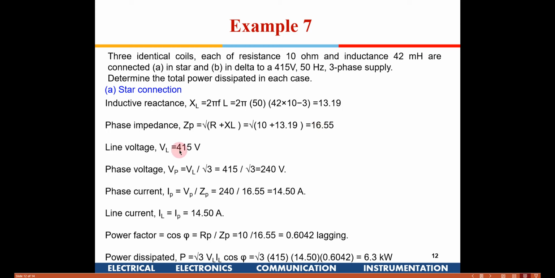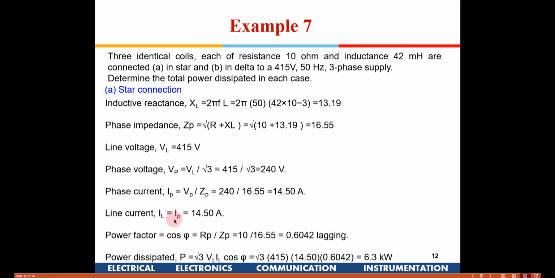Now the line voltage is given as 415 volt. This is the line voltage, right? Because now we are talking about a star connection, we need to find the phase voltage, so divided by root 3, I get 240 volt. This is the supply voltage which is generally available at our homes. The phase current will be V phase by Z phase, so you get 14.5.